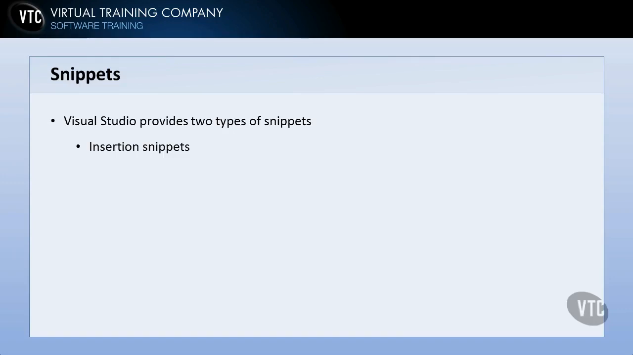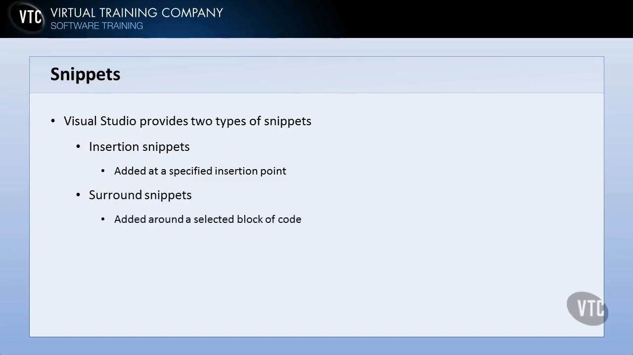It's what you use most of the time. And this is just a little snippet of code that's going to be added at a specified insertion point. And the way you specify it is it's going to be wherever your cursor is located. Then a surround snippet is where we can select a block of code and then add code around that.